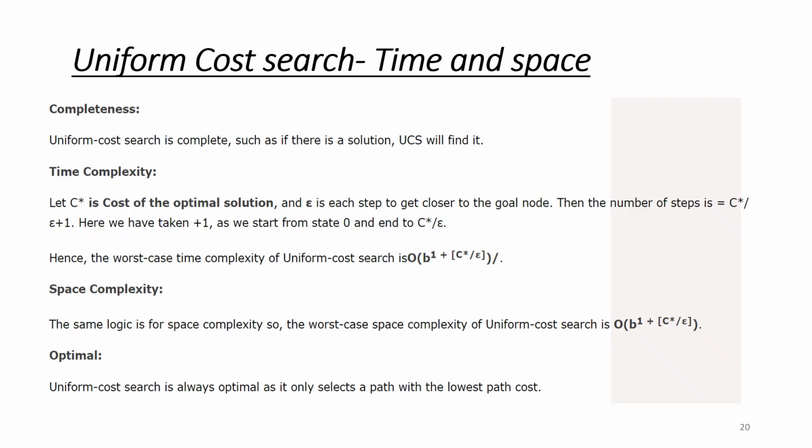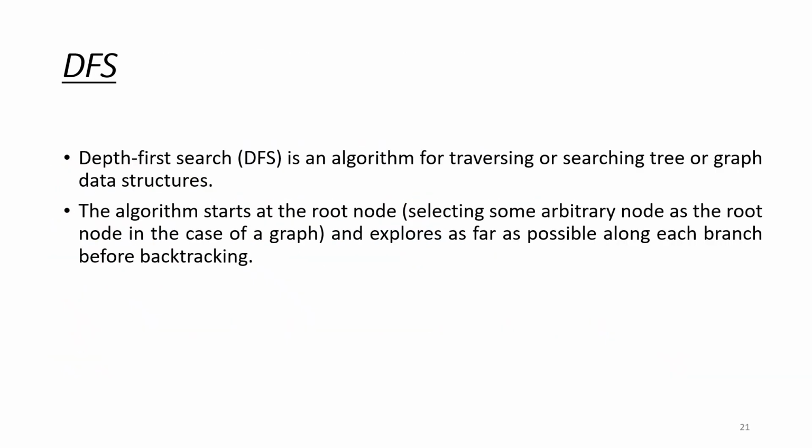Okay, so this is one of the things. And yes, so the C belongs to the number of steps, and then epsilon will be just closer to the goal state. Okay, and then for optimal, we can find the optimal lowest path. This is one of the uniform level.